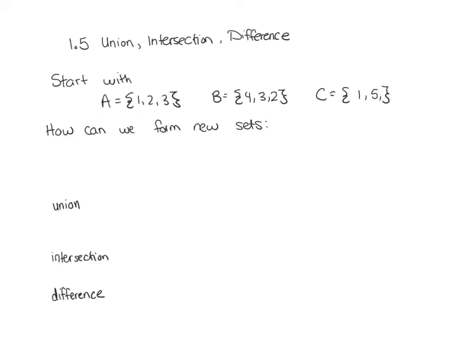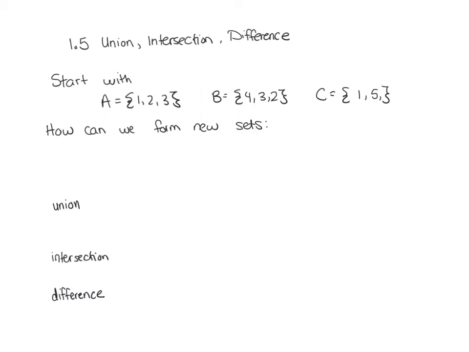Section 1.5 covers the union, intersection, and difference of sets. So let's say I have 3 sets that I'm starting with, and we want to think of ways we can form new sets out of these. By combining these sets in different ways, we can get these new sets. There are 3 ways we're going to talk about doing that in this section, and those are the union, the intersection, and the difference. So let's define the union first.